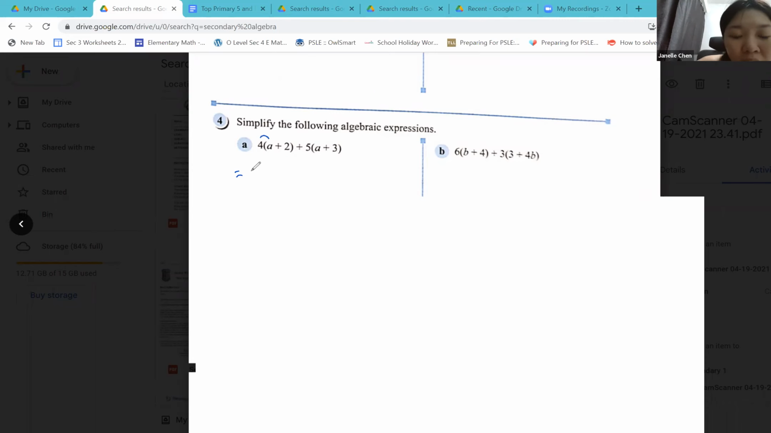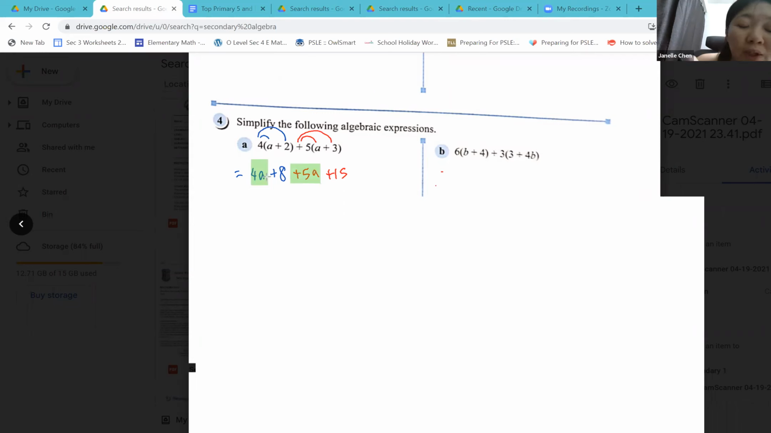So 4 times A equals 4A. And then the second one here, I will take this one and times in as well. So 4 times plus 2, I will have plus 8. Easy, right? Followed by the next one, I have plus 5 times A, I'll have plus 5A. Next one, plus 5 times plus 3, I have plus 15. Okay, now we try to group them and solve so that we can simplify it down.